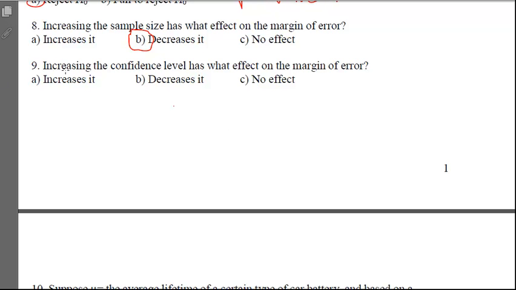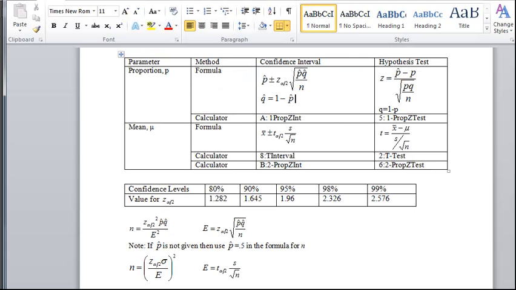The next question says increasing the confidence level has what effect on the margin of error? And if we go back to our formula sheet, we can see what happens to our critical value as we go from 80 to 90 to 95. The numbers down here get larger. So as we go from 80 up to 99, these numbers get larger. That's this part of your margin of error right here. So as these numbers get larger, your margin of error would increase.